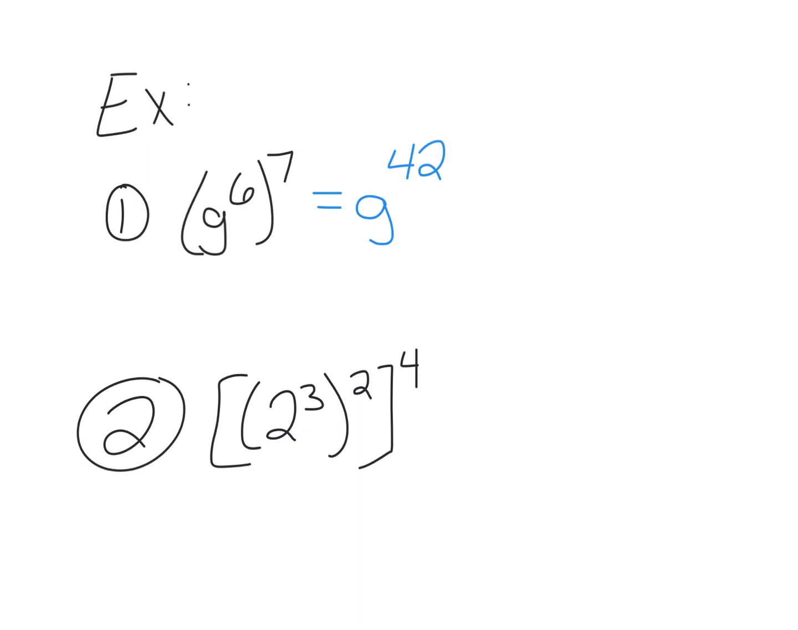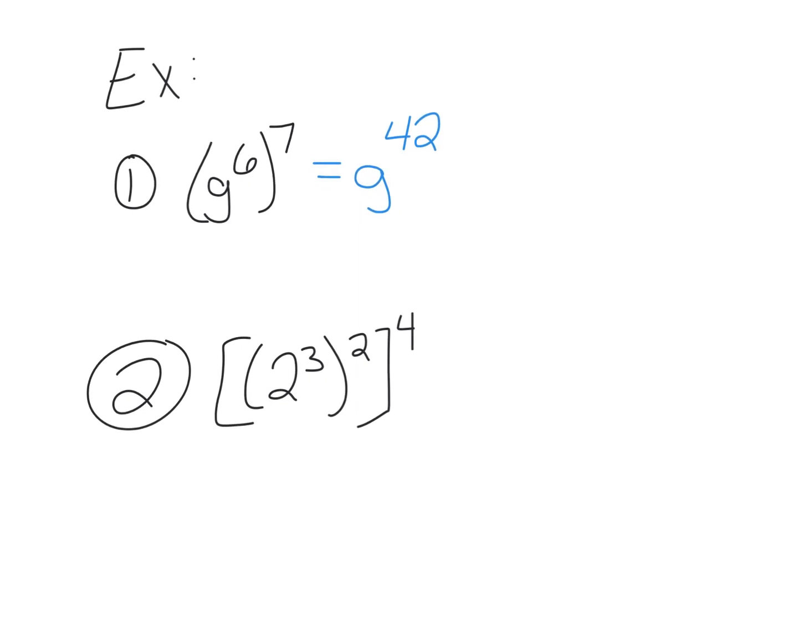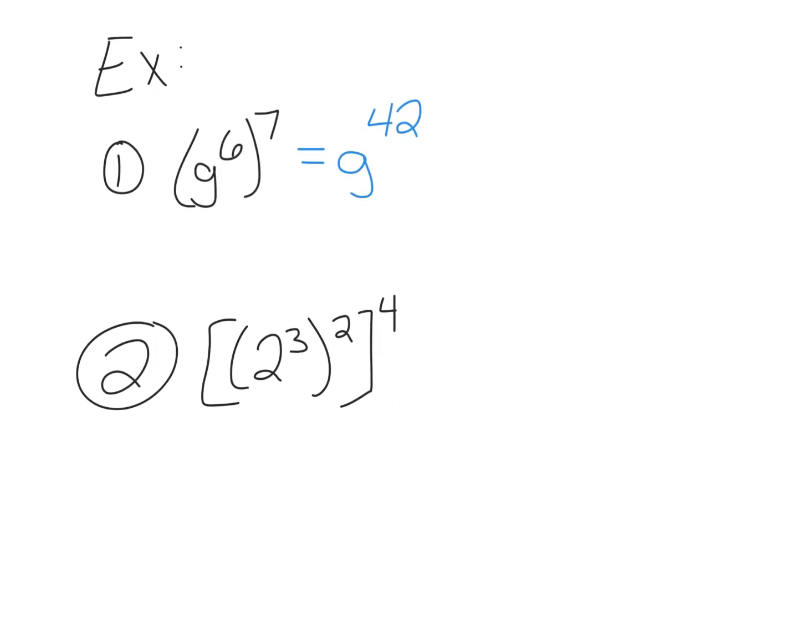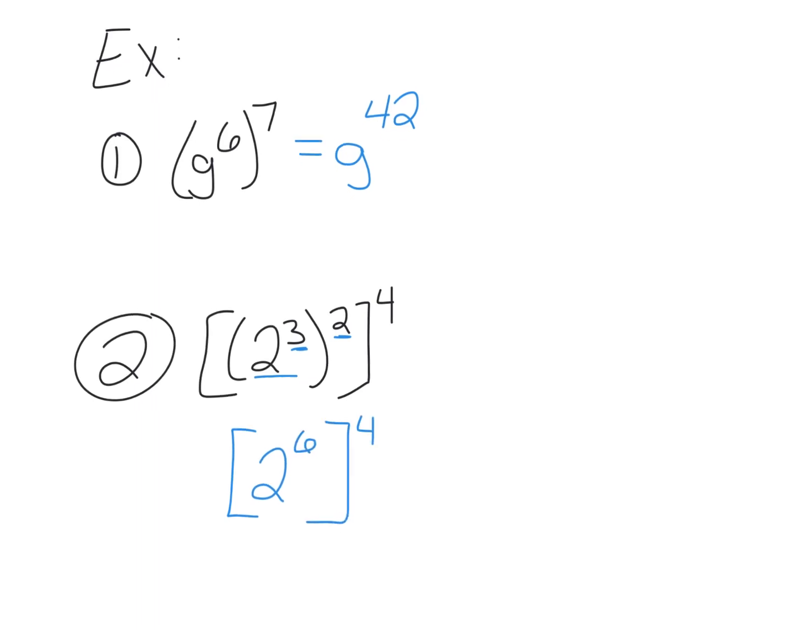Okay. Looking at number 2, we got a lot going on. We have a power to a power to a power. What do you think we do first? Think all the way back to junior high when you learned order of operations. Parentheses, which ones? The inside ones first, right? So we have 2 to the 3rd power raised to the 2nd power. So what do we have now on the inside? Because I keep 2. Right, 3 times 2, we get 6. And then I still have that 4th power on the outside.